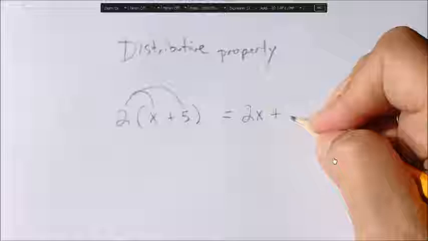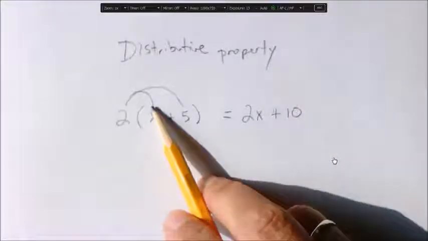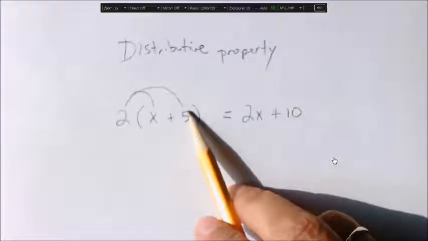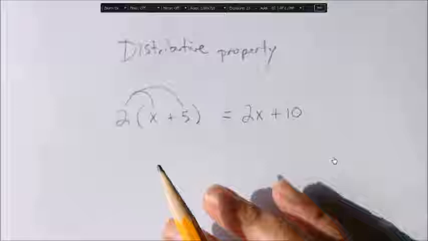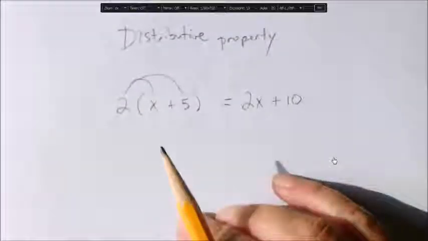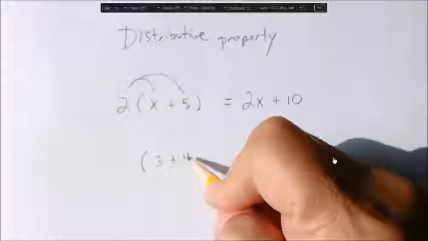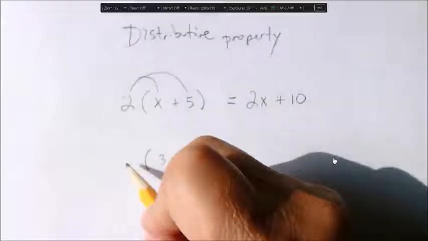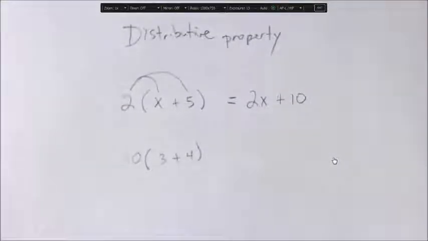Okay, so look what I've done. I've distributed this 2 with multiplication into both of the items in the brackets. If this is not so clear, think of it with just numbers. Let's say I have a 3 and a 4, and I multiply this by some other number. Let's say, I don't know, 10.